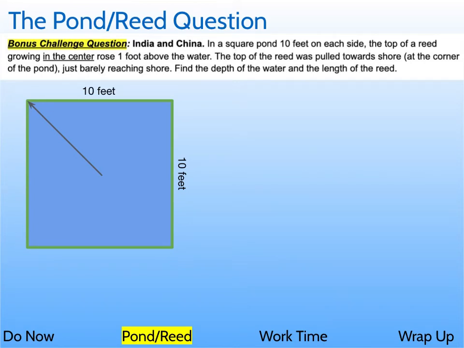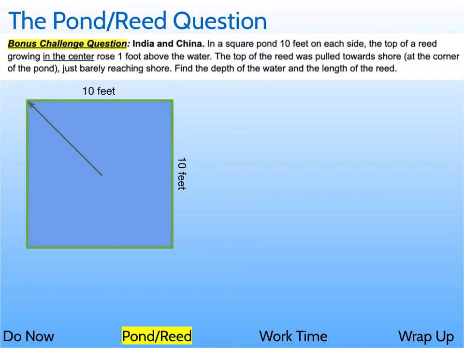So this problem from the worksheet was a little bit tricky. That's why I made it a challenge bonus question here. But basically it's an old math problem from India and China where in a square pond, so like I've drawn the pond, even color-coded it. Look, the water's blue, the shore is green. It's adorable. Square pond with 10-foot sides on each one.